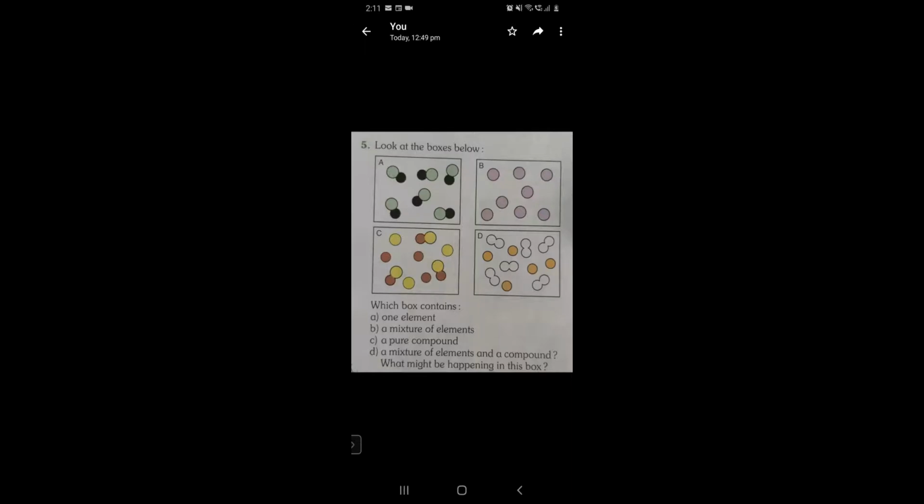So C and D are mixtures. Why? Because we have more than one type of particle. So C and D are mixtures. A and B are not mixtures. They are not mixtures. A is a compound.